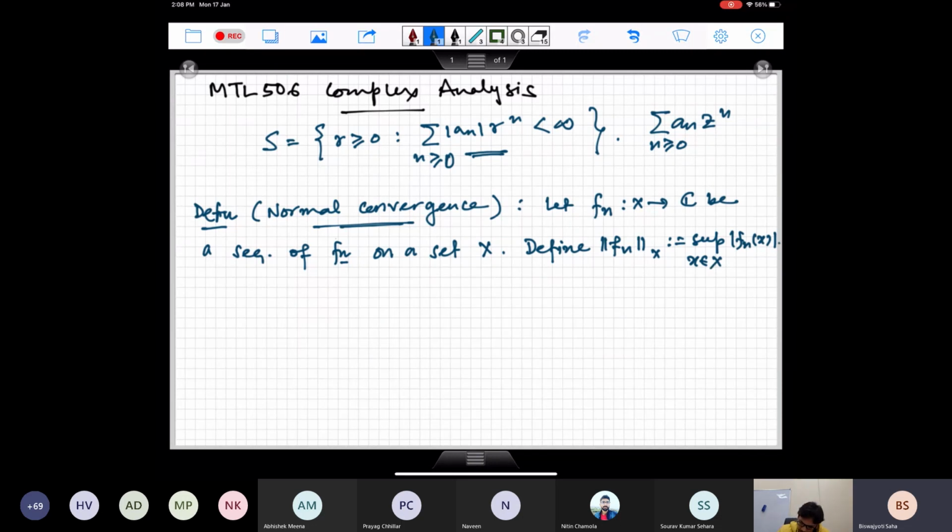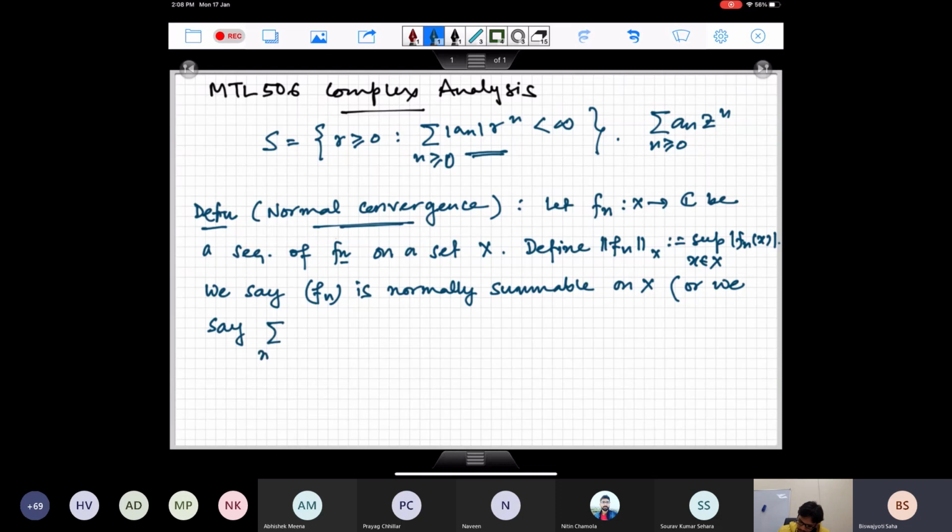Now we say f_n is normally summable on X, or we say the summation, n bigger than or equal to 1, and here I have a sequence with n bigger than or equal to 1 or bigger than or equal to 0, it doesn't matter.